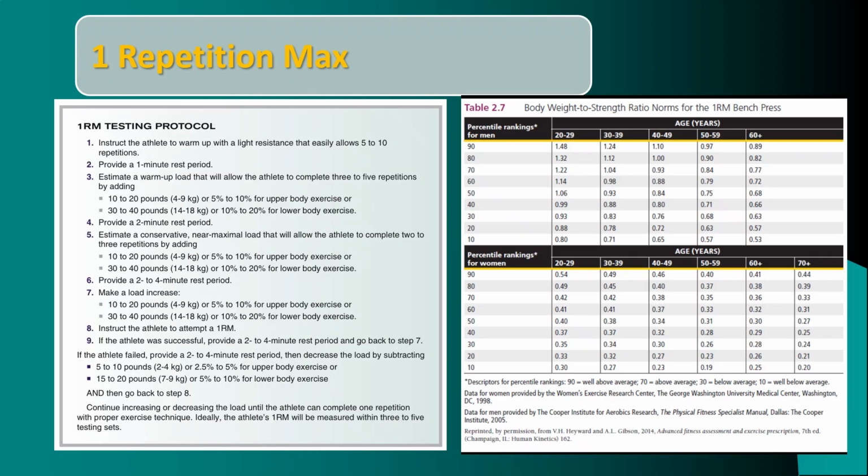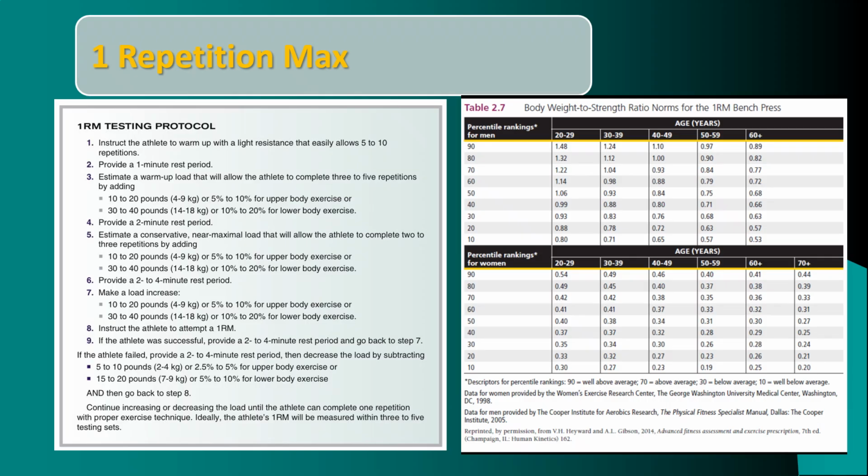Here's the NSCA guidelines for the one RM testing protocol. Again, make sure that the client has time to warm up with easy light resistance, where they can do 5 to 10 repetitions, or more than 10, and just sort of getting the body ready for it. And then you provide a 1 minute rest period, so the intensity wasn't that high.